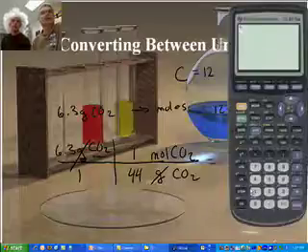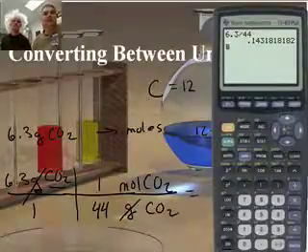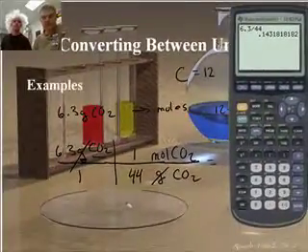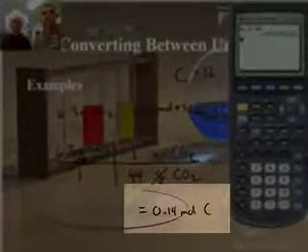Okay, the number on the bottom is there, so we should probably get our calculator out. What we're going to do is take 6.3 and divide it by 44. And that's it. That equals 0.14 moles of carbon dioxide.